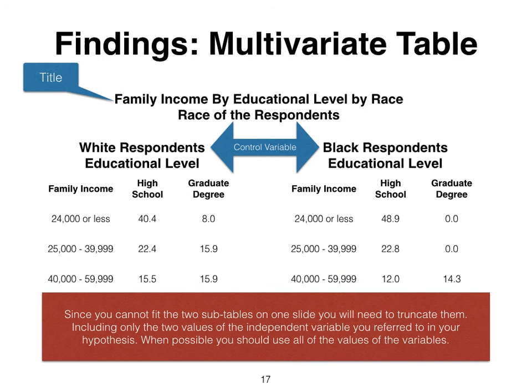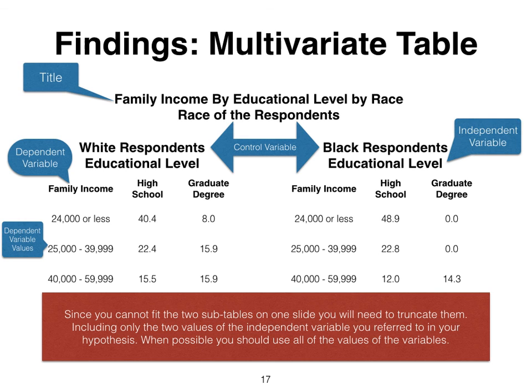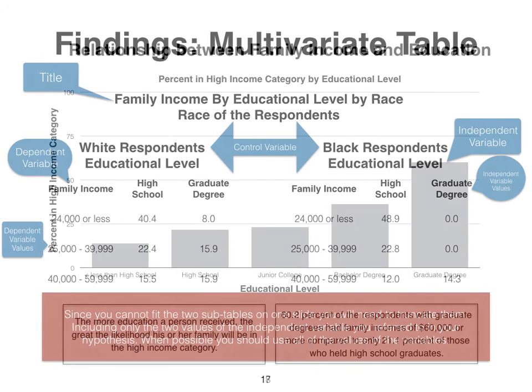Okay, so your multivariate table, same thing. It must have a title, but the one thing you're including is a control variable. And in this case, the control variable was the race of the respondents, the people who responded to this. And don't forget your dependent variable, its values, your independent variable, and its values as well.